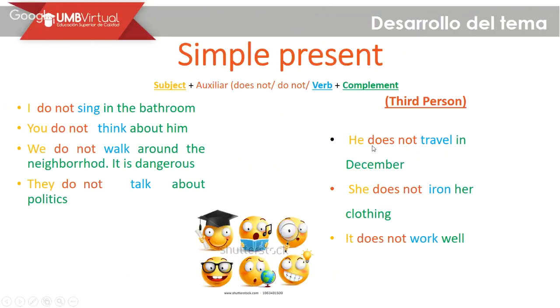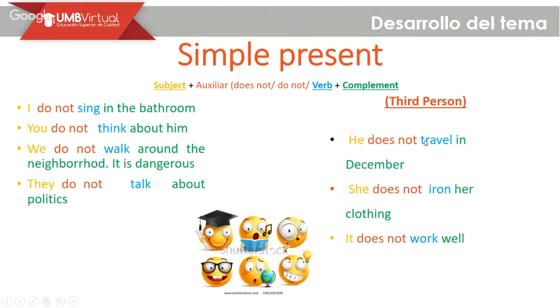Alright. So here we have, he does not travel in December, she does not iron her clothing, and it doesn't work well. This word, it could be like a common expression that we can use in our daily routine. So people say, oh, when I take a shower, I sing in the bathroom, or this person is expressing that he doesn't do it. You do not think about him. We do not walk around the neighborhood. It is dangerous. And they do not talk about politics, okay?